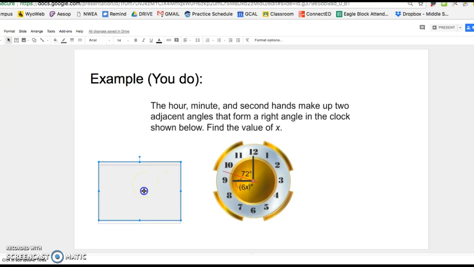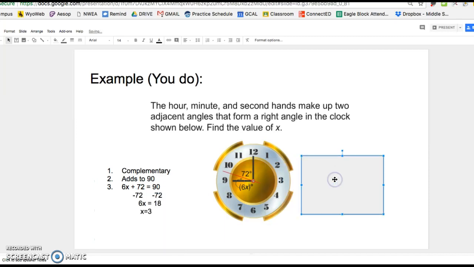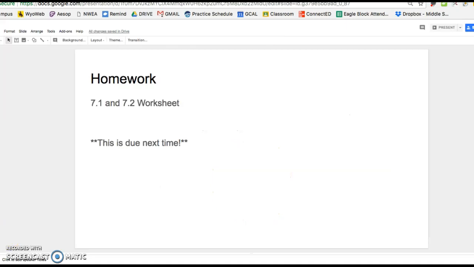Okay, so this one you should have answered that they're complementary. It adds to 90, so it would have been 6x plus 72 equals 90. You would have subtracted 72 to get 6x equals 18, and then you would have gotten x equals 3 after you divided by 6. Okay, so you guys now have 7.1 and 7.2 worksheet to complete.